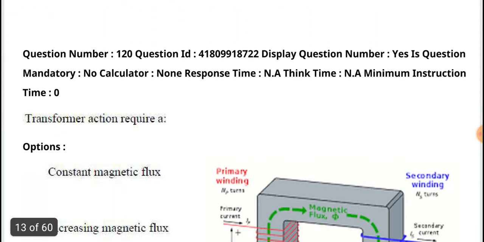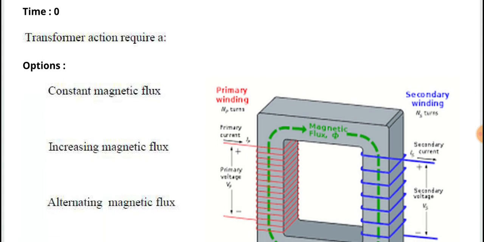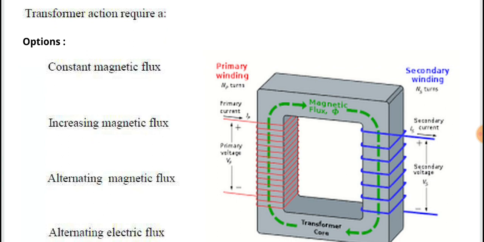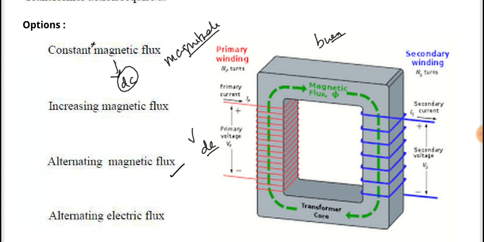Next question: the transformer action requires, it's an alternating flux. Don't confuse it with constant magnetic flux, constant magnitude of the flux. Constant magnetic flux means it is a DC. So what will happen if you give a DC supply to the transformer? The coil will burn if you apply the rated DC voltage; the coil is going to be burned. So it requires only alternating flux. The answer will be alternating magnetic flux.